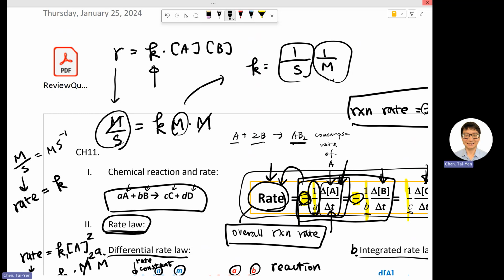How many of you still don't get it yet? Like I say, you want to figure out these things in class. If you don't know, that is okay, but you need to figure it out. So the key here is what? The unit of your rate is always molarity per second.